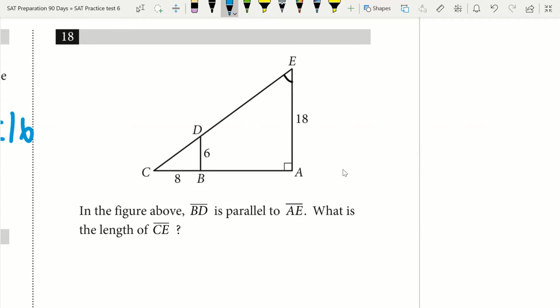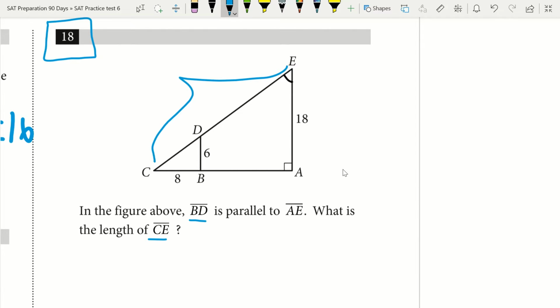Today I have an SAT math tip and trick that I want to share with you that deals with similar triangles. So to illustrate the similar triangles and how we can use them to save time and find the correct answer efficiently on the SAT math section, I'm going to use question 18 from SAT practice test 6. So it says in the figure above, line BD is parallel to line AE. What is the length of C to E? So we're going to look for this length right here from C to E.